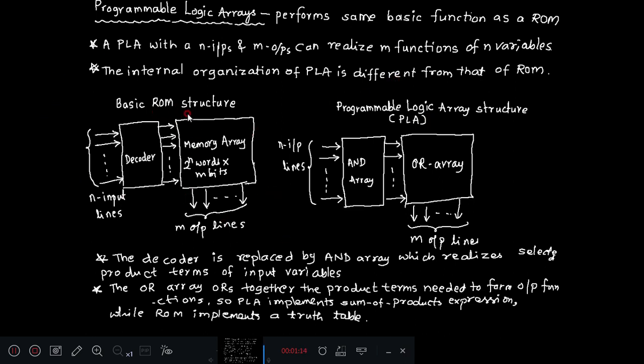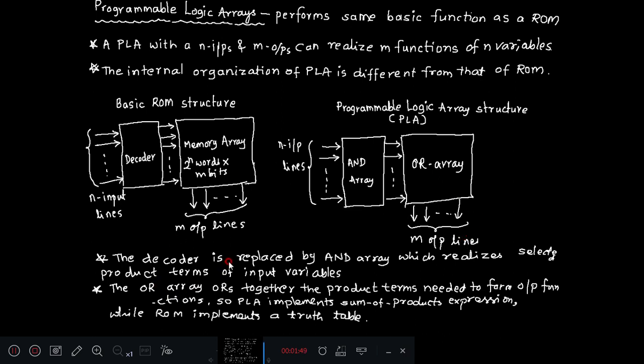If you compare a ROM structure with a programmable logic array structure, here you can see the decoder is replaced by an AND array. So the inputs are connected to an AND array to form sum of product terms. In turn, these product terms generated by the AND array are connected to an OR array, where you perform the OR operation among the product terms calculated from the AND array to form the m output functions.